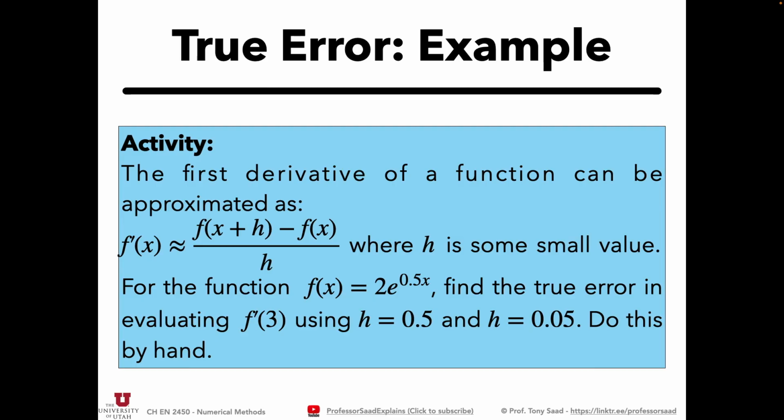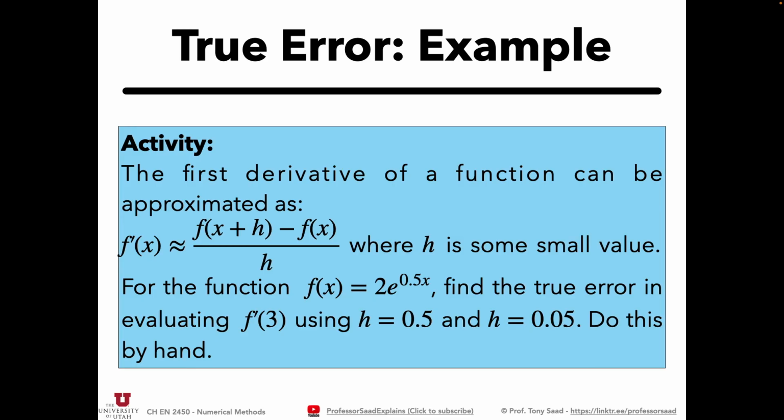So you implemented this formula. In place of x, you put 3, right? Because that was x. And then for the first value of h, you put 0.5 here. For the other value, you put 0.05. And you just crunch the numbers, you got a value. And how did you get the true value?